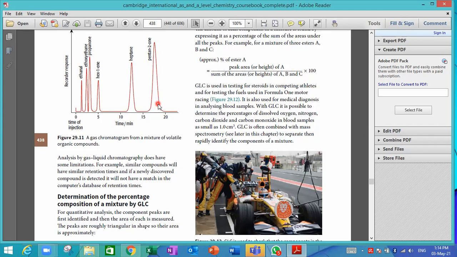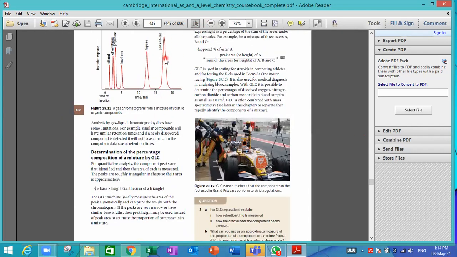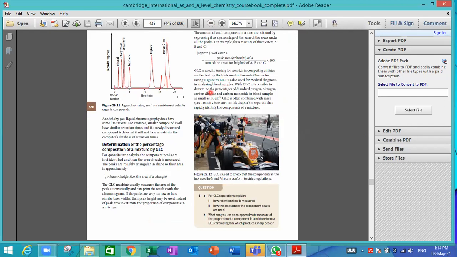Okay, so if we want to find out the amount of any component of this, as you see, this resembles a triangle. So we are going to draw a triangle here. And from this triangle, we can measure the area of the triangle, half base times height, and we get its concentration, or its amount, I mean.